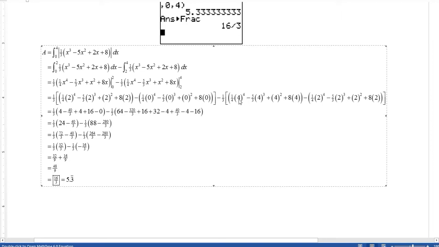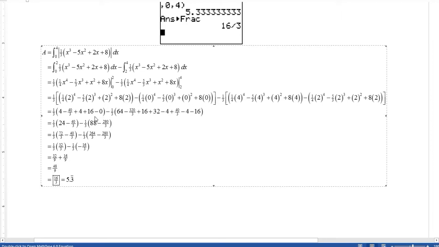And then minus 1/3 here, and put the 4 here and the 2 there. Okay, so let's see what we get here. 2 to the 4th is 16, divided by 4 is 4. This is 2 to the 3rd is 8, times negative 5 is negative 40, and that's over 3. 2 squared is 4, 2 times 8 is 16. Minus, well, all that part's 0.